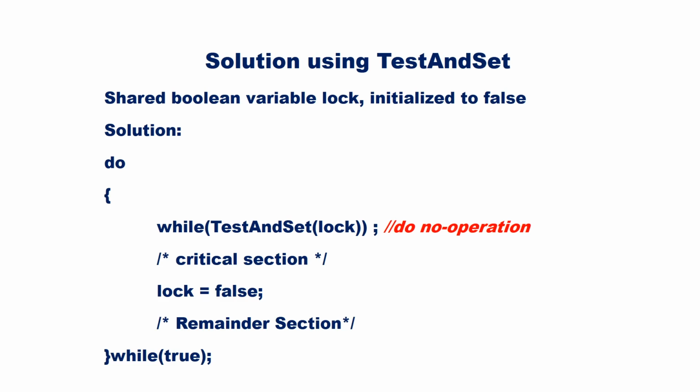On exit from the critical section, the lock is reset to false so that the critical section is free for other processes to enter. This algorithm satisfies mutual exclusion and progress but does not satisfy bounded waiting. Let us discuss the remaining solutions in the next video.